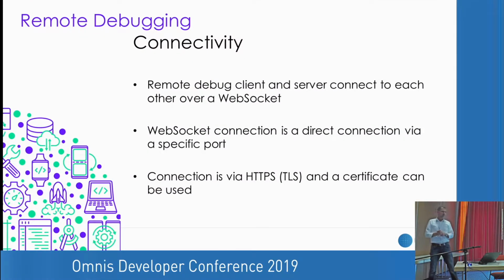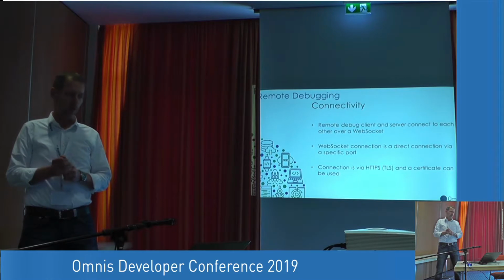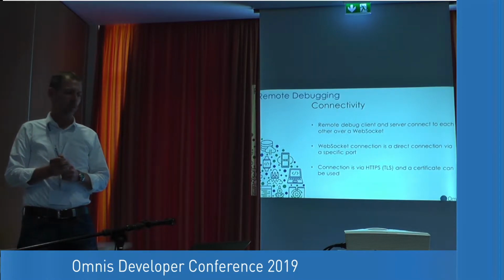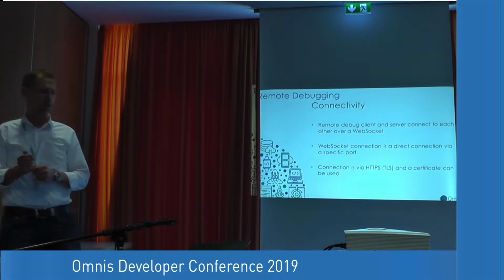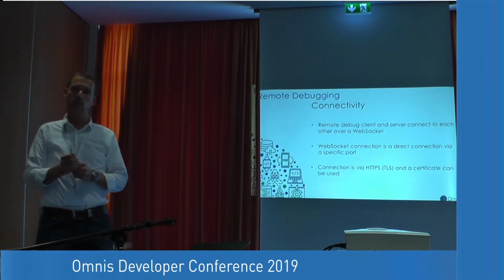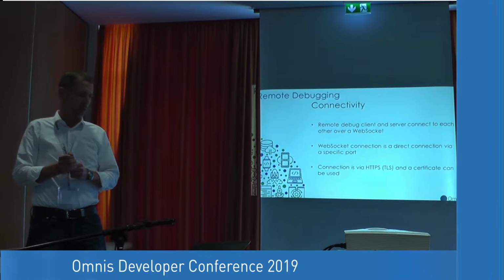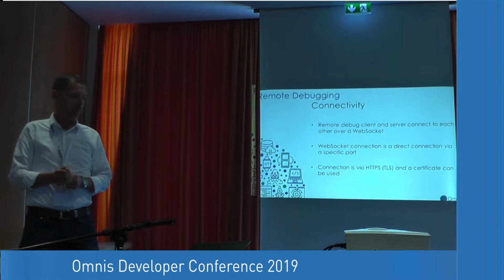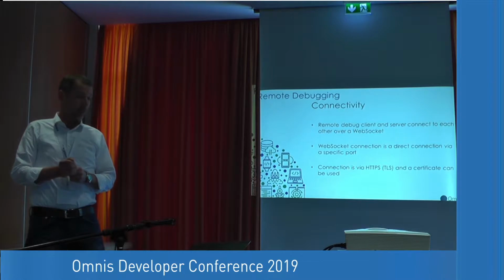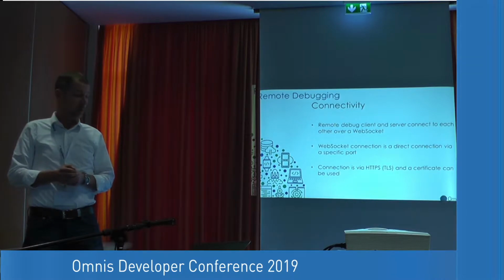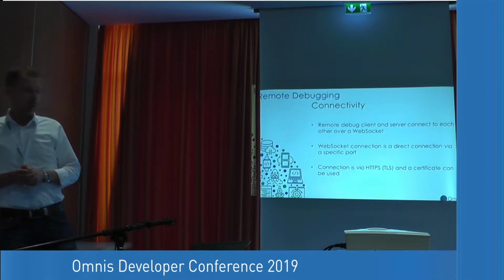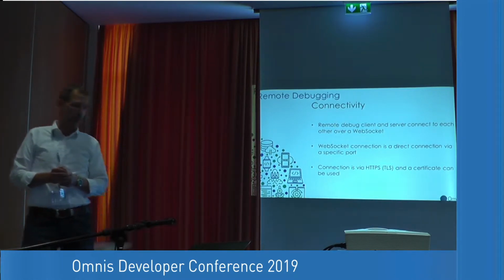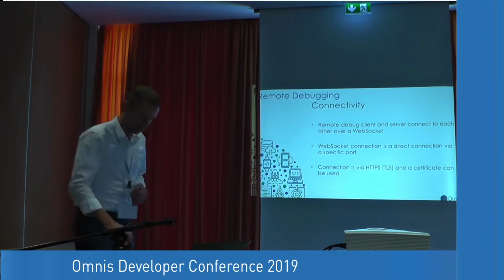A few words about the connectivity. The remote debug line is a WebSocket. The WebSocket will be provided by another feature in Omnis Studio 10, the Node.js server, which is running inside your Omnis installation, and it's a direct connection over a specific port, so you might need to enable the port in your firewall. The connection itself is via HTTPS, and you can use a certificate if you want to make it even more secure.